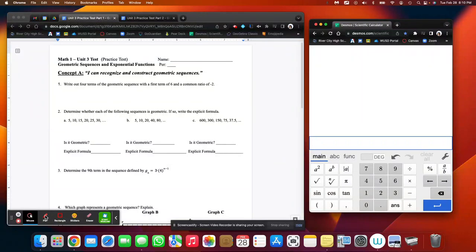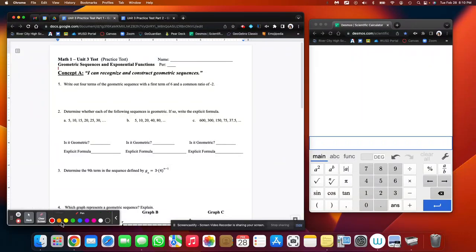All right, so here's the video for the Unit 3 practice test. So starting with concept A, question one, I can recognize and construct geometric sequences.